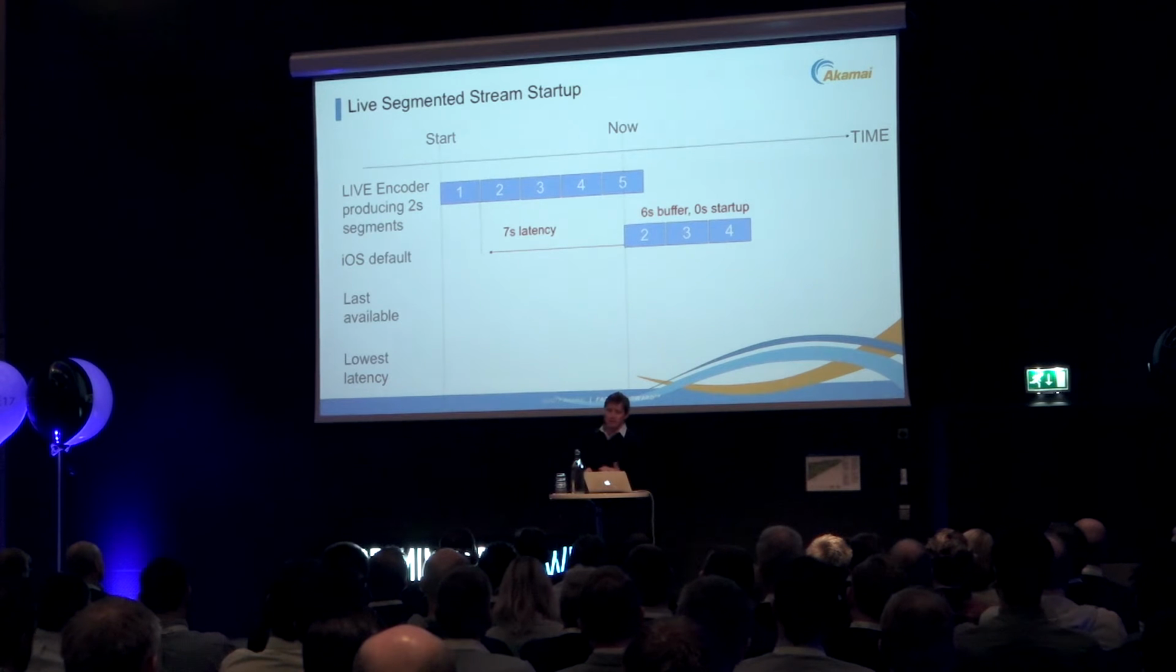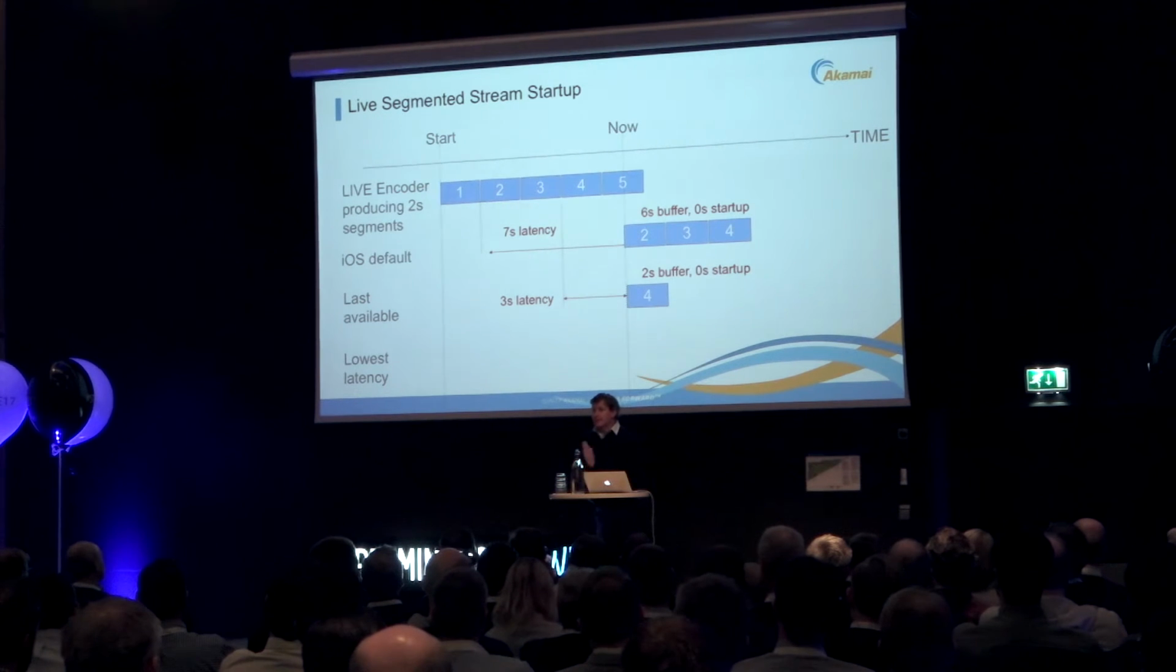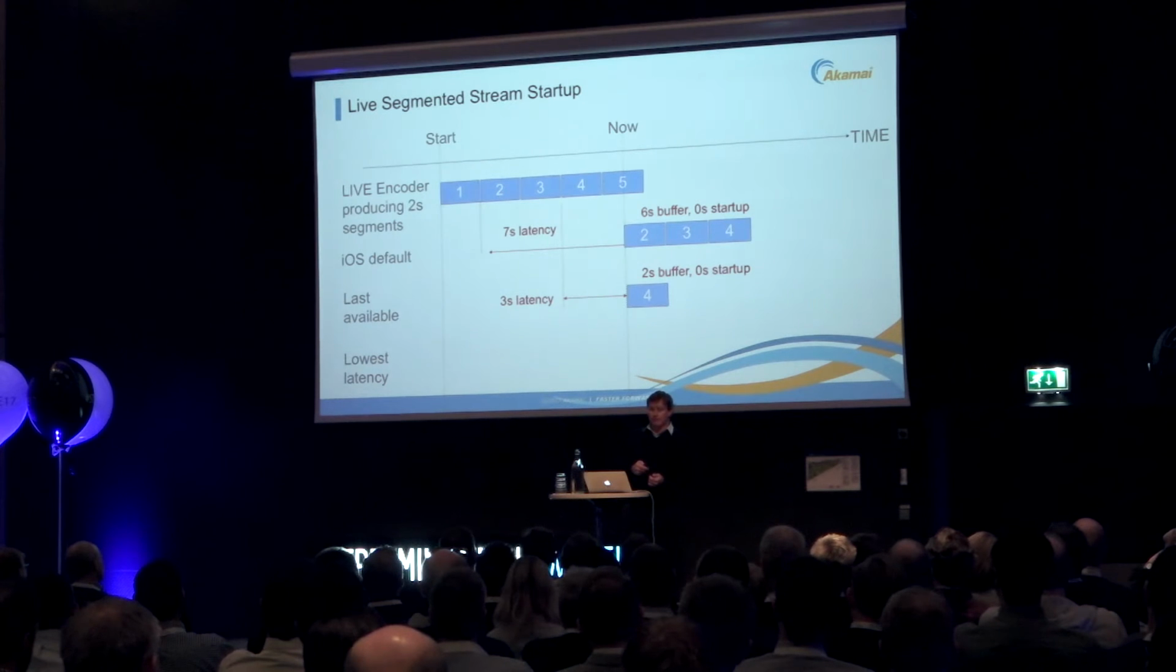So a reasonable place to start might be, okay, I'm going to take segment 4. That's fully available. And I'll start playback. So now I cut my latency in half compared to the Apple starting algorithm. But I've also sacrificed my buffer. It's come from 6 seconds down to 2 seconds. But my latency is now only 3 seconds.